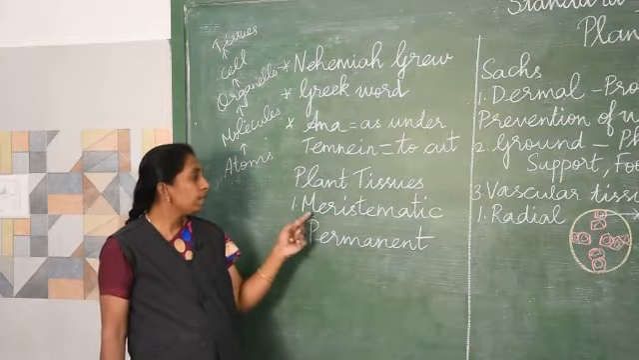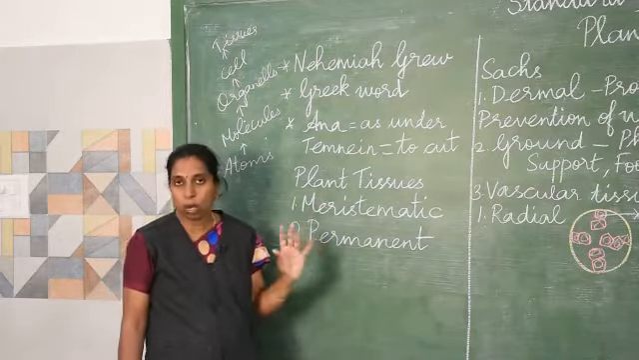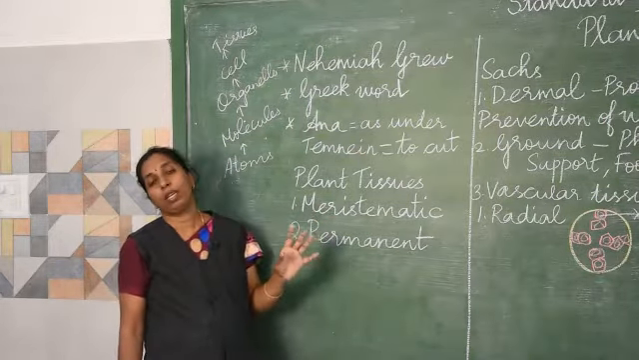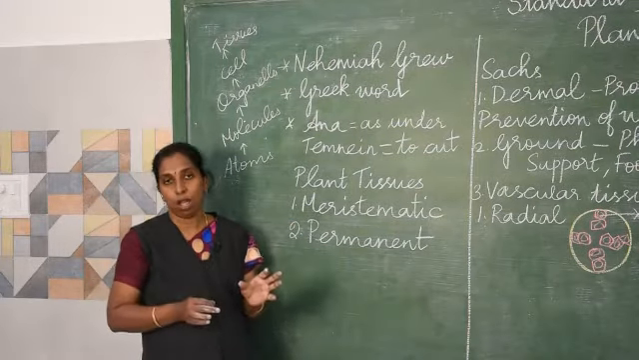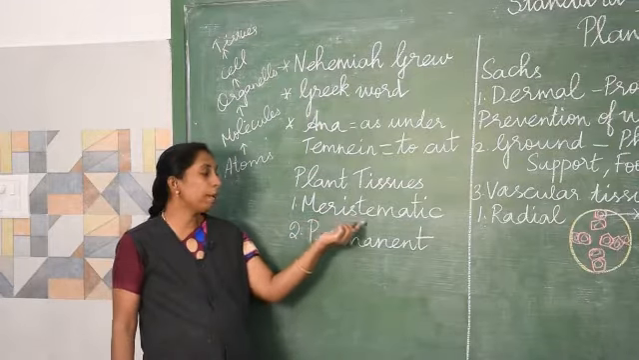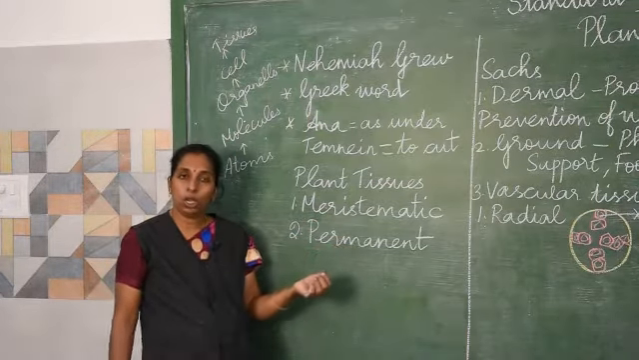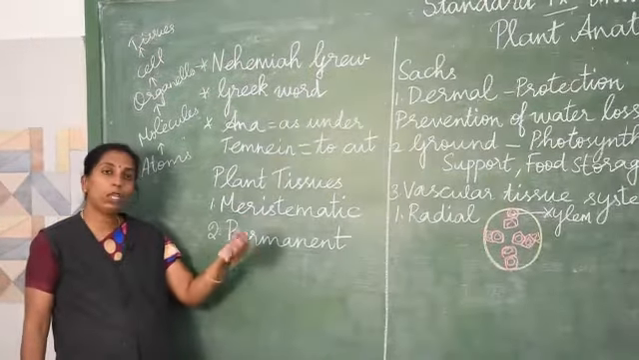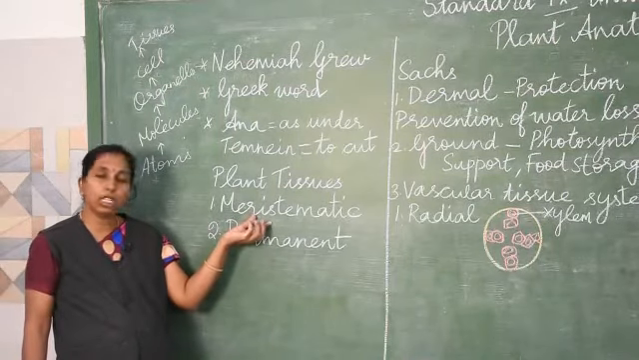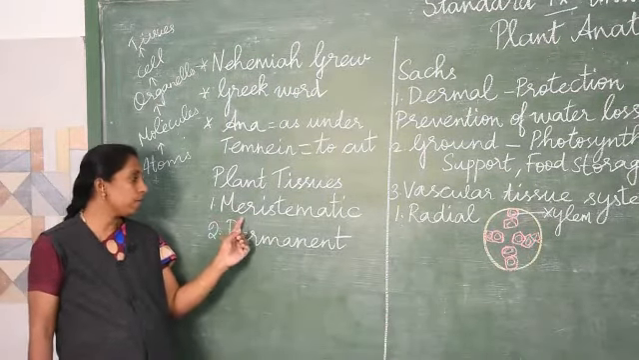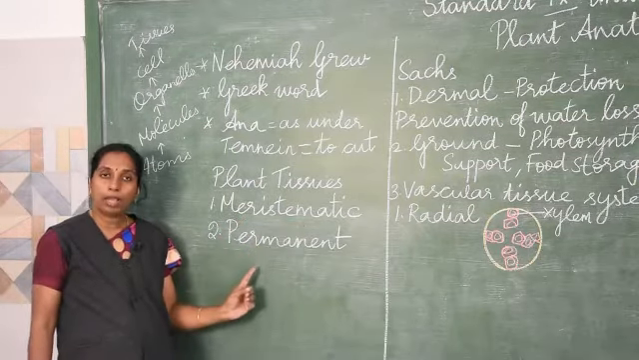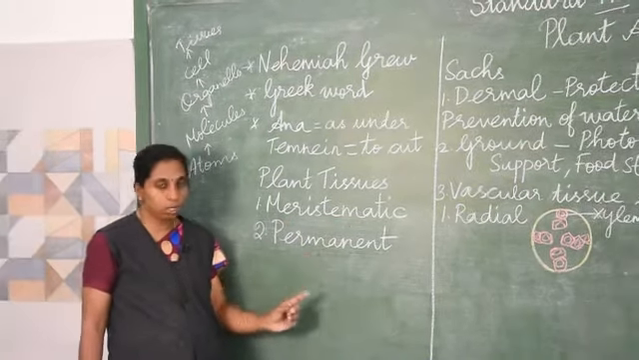Here, meristematic means, the word meristem itself means the ability to divide. What does the word meristem mean? The ability, the capacity to divide. So these cells will have the ability to divide. That is called meristematic tissue, and the next one is permanent tissue.